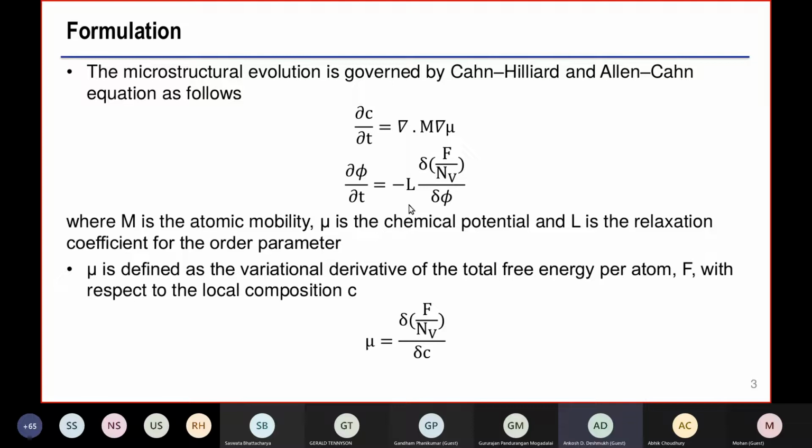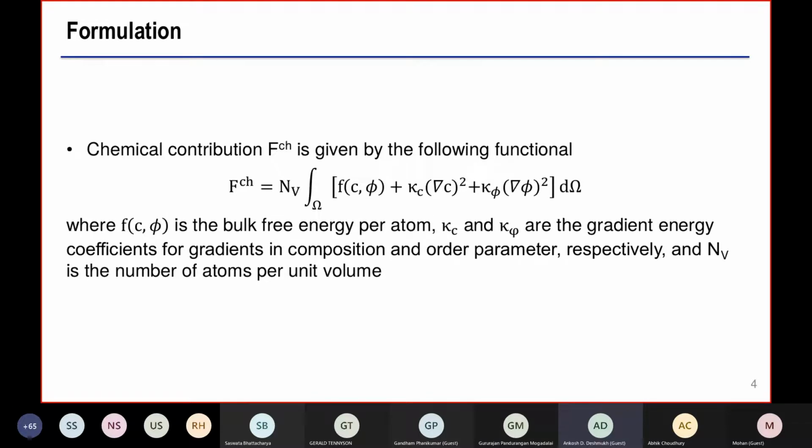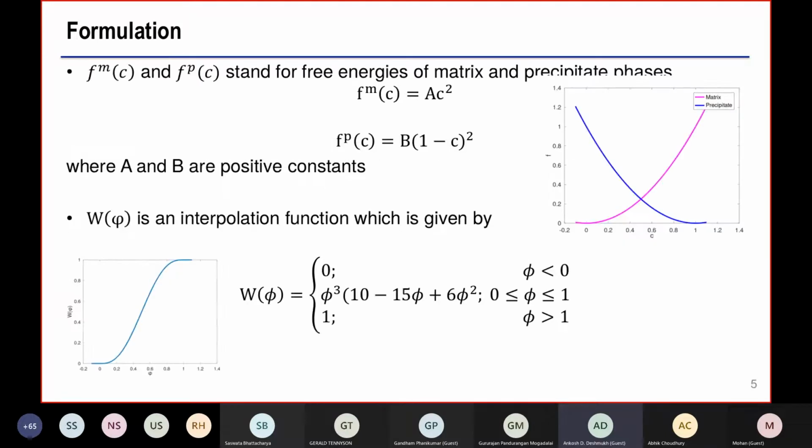From the previous discussions, I would like to skip a few things. The free energy functional is similar to the previous functions, with a contribution from the chemical part alone. The elastic contribution is not yet included in the model. You can see the gradient energy coefficients, with contributions from the composition and the phase field, and F is the free energy from the bulk of the system, which has contributions from the precipitate and the matrix.